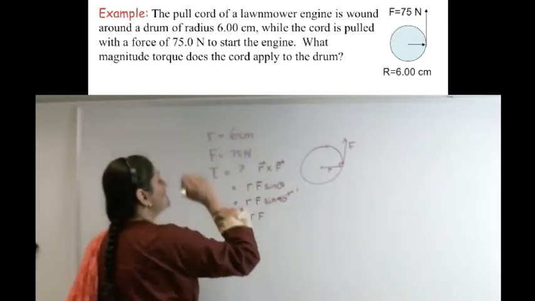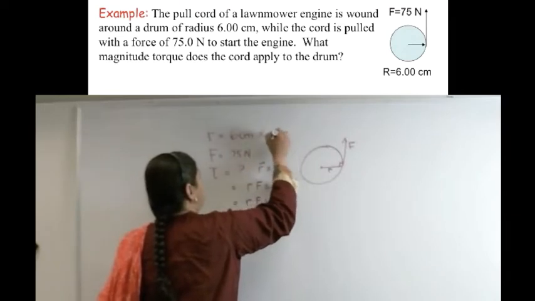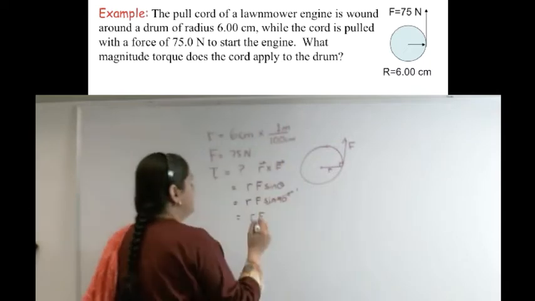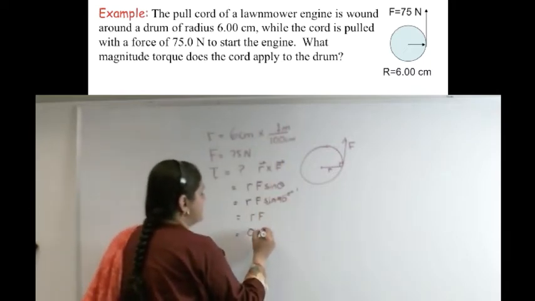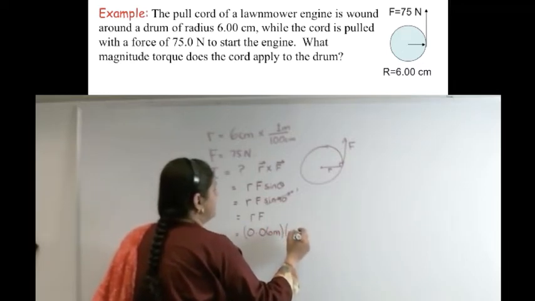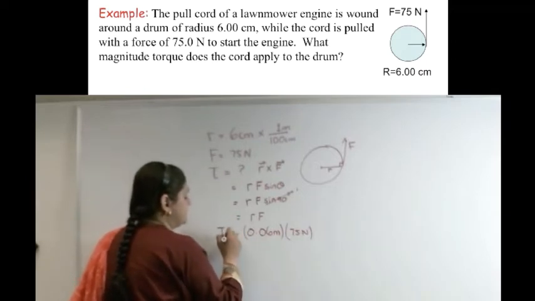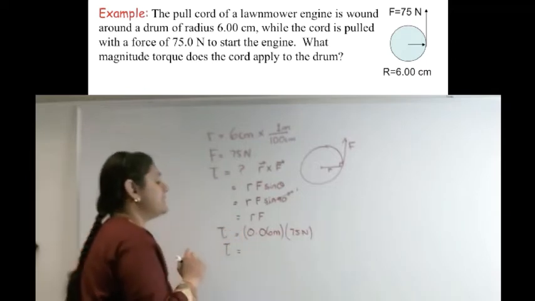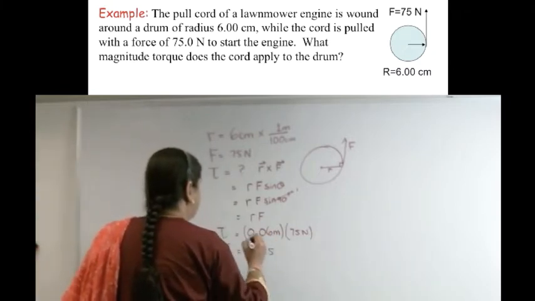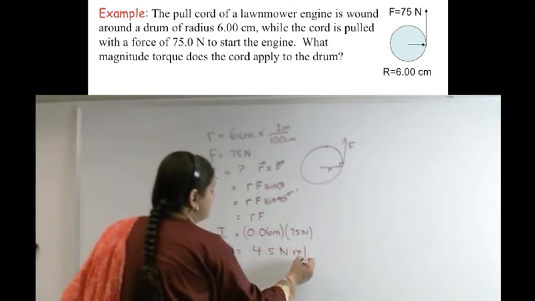This is given in centimeters. What do I do when I have something in centimeters? I convert it to meters. So 100 centimeters equals 1 meter. That means I can rewrite this as 0.06 meters times the force, which is 75 newtons. So my final torque will equal 75 times 0.06, which is about 4.5, and the answer should be in newton meters.